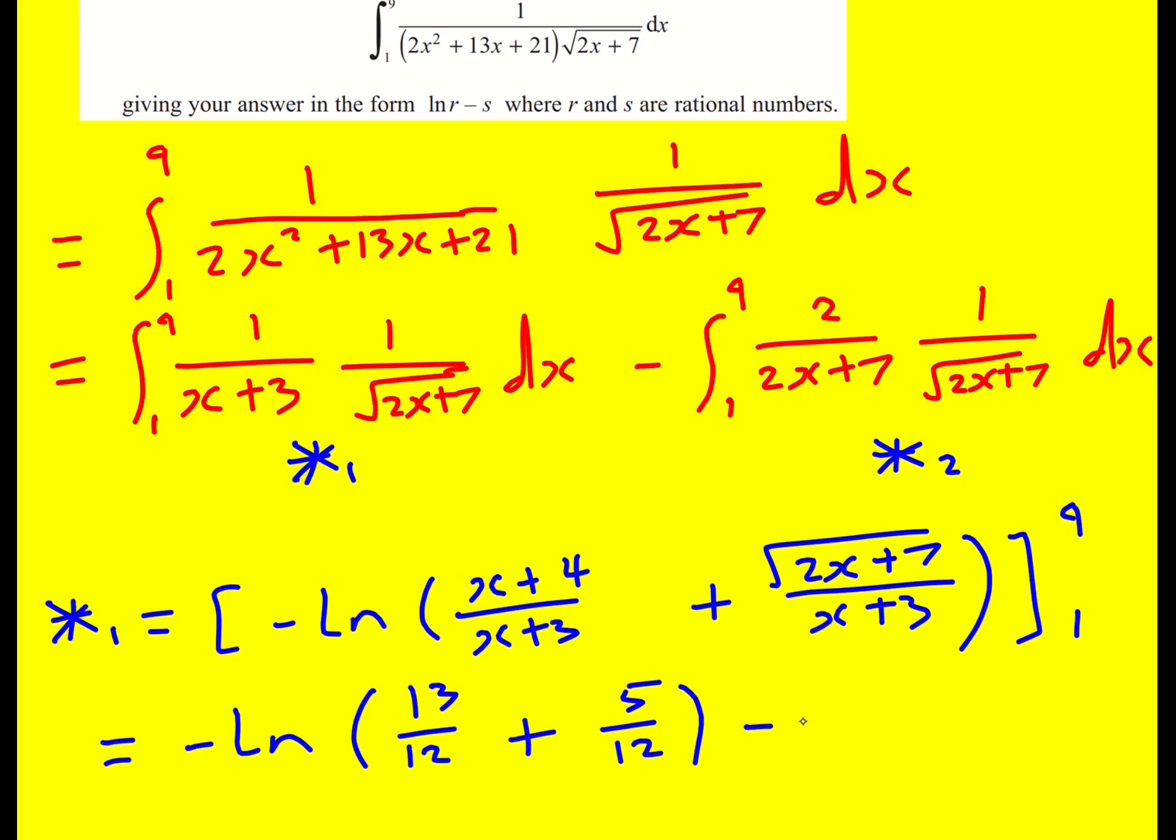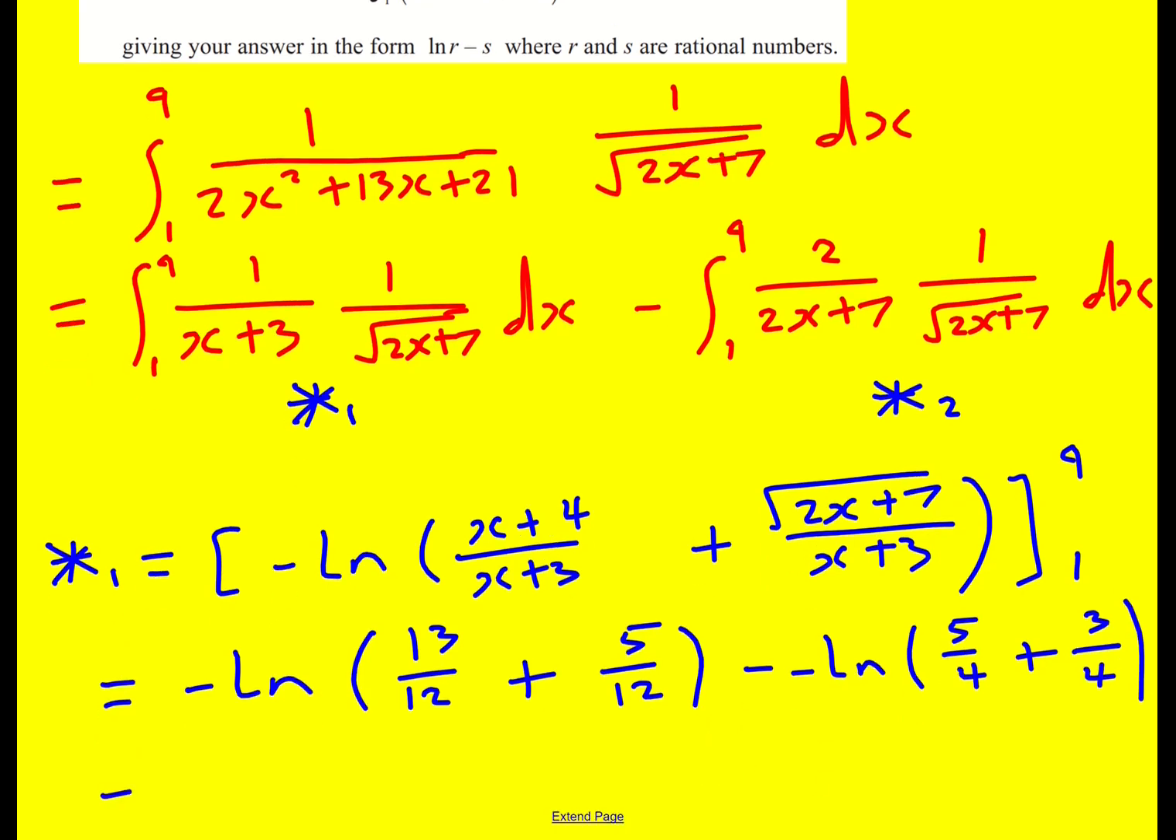And then I'm going to minus ln 5 over 4 plus, and I put 1 in, I'll get root 9, which is 3 over 4. So I will get ln of 8 over 4, which is ln 2. And I'm going to minus ln of 18 over 12.